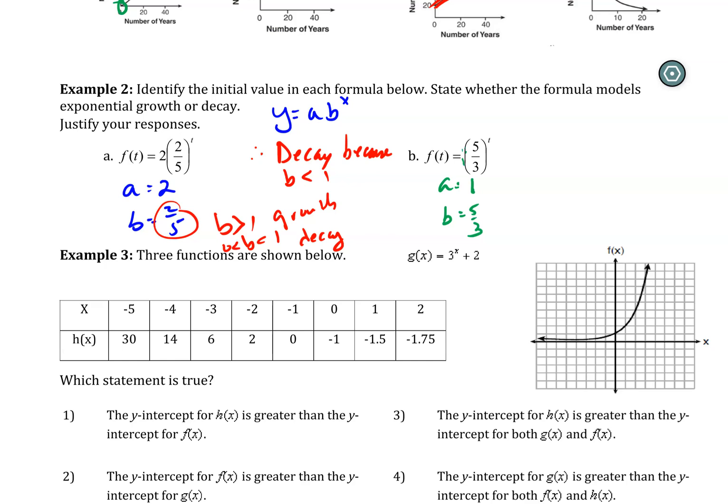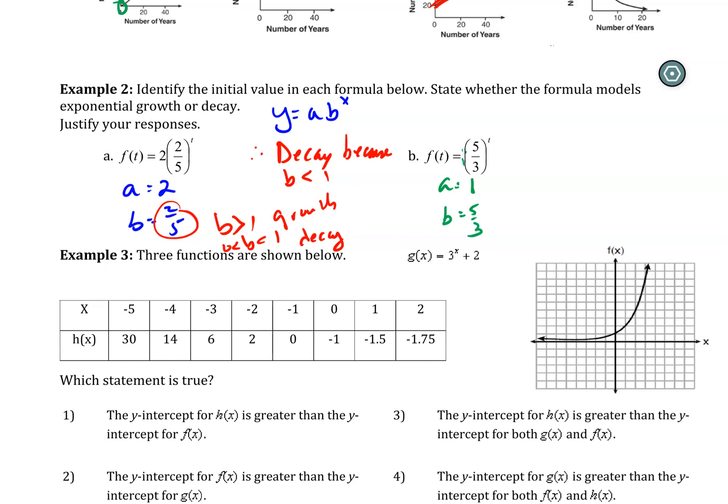Now, a lot of students do one thing here and then get themselves into a little bit of hot water with it. And it's a silly mistake, and it's a common one. Don't say to yourself, oh, it's a fraction. B is a fraction. It must be a decay. Just because it's a fraction does not mean that it's less than 1. If it's a proper fraction, it will be less than 1, aka the numerator is smaller than the denominator. It will be less than 1.